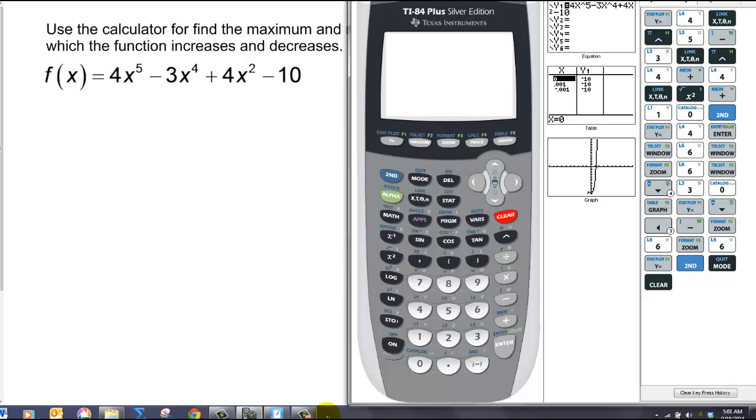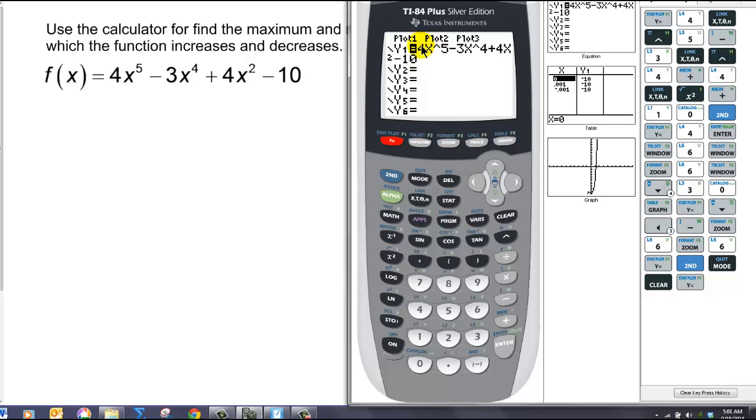So once you've got your calculator on, you're going to hit Y equals, and you're going to type in the function over here to the left. So I take 4x, and when I want to raise something, I use this caret button right here. It's right under clear. 4x to the fifth, minus 3x to the fourth, plus 4x squared minus 10, and pop that into the Y1 line.